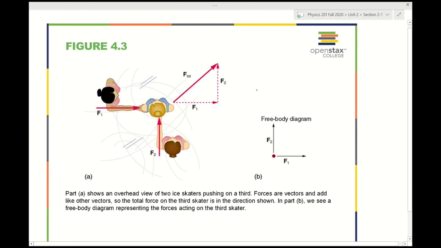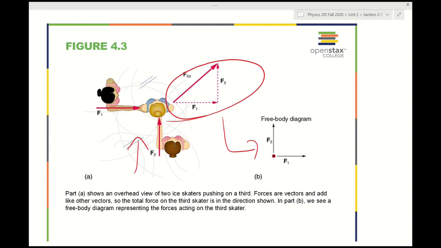This one has the free body diagram to the left of another representation of it, and then an even simplified form of a free body diagram where it has nothing but a point and two arrows indicating the direction of the forces.